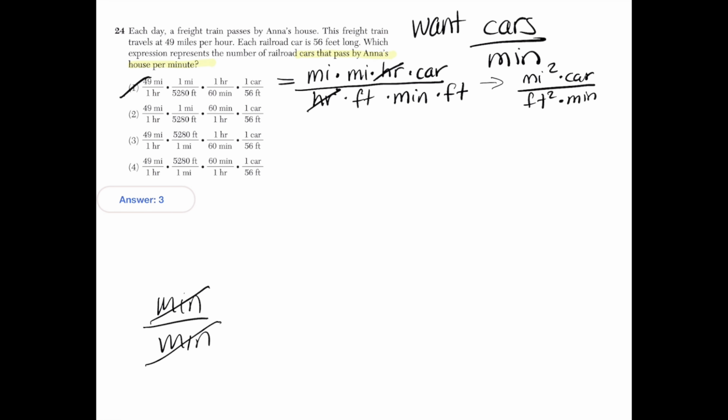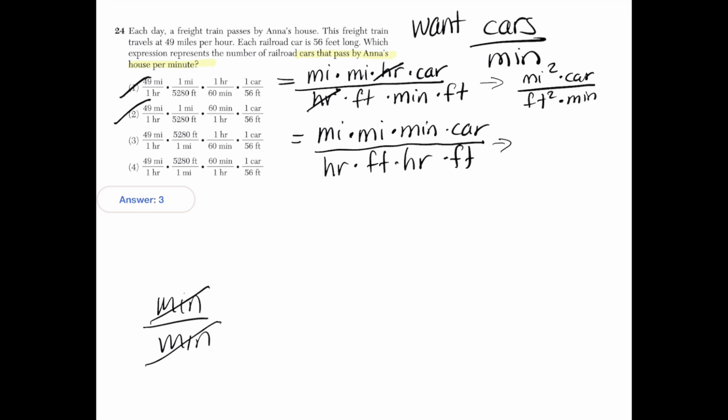So we'll do the same thing with number 2. I like to look at it inside for a second and see, do you notice anything? Let's see, does anything cancel out? Miles, minutes, car. Hours, feet. Ugh, this is another one where nothing cancels out. So I already know this is going to be a waste of time. So I'm going to end up with miles, minute, car, and hour, feet.